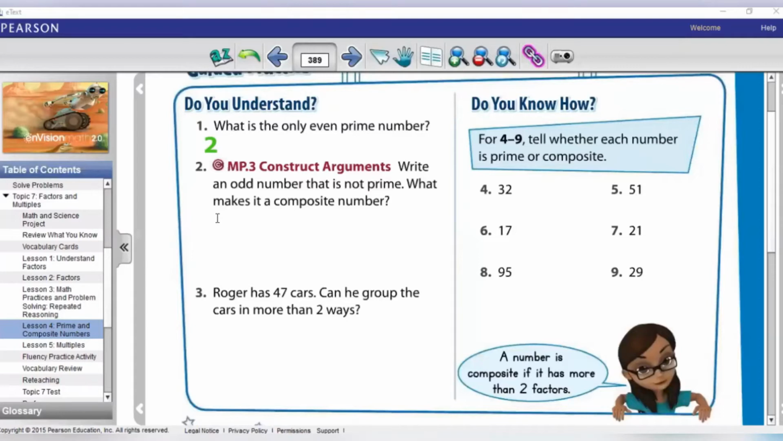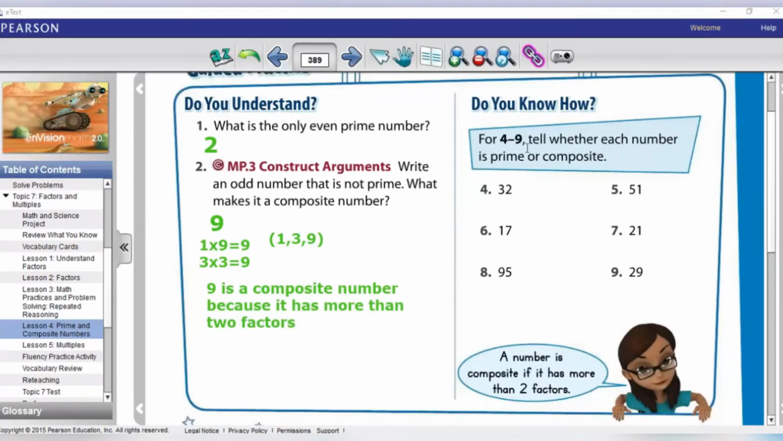What about 9? I will write 9 and try to find the factors of 9. Which numbers can we multiply together to get 9? The first is 1 times 9 equals 9. After that, I will check 2. 9 is an odd number, so it's not divisible by 2. I will check 3. 3 times 3 equals 9. So 9 has more than 2 factors, 1 and 3 and 9 itself, so 9 is a composite number.